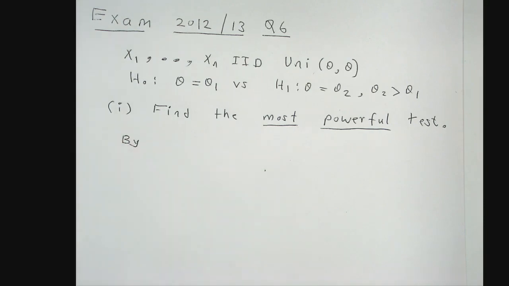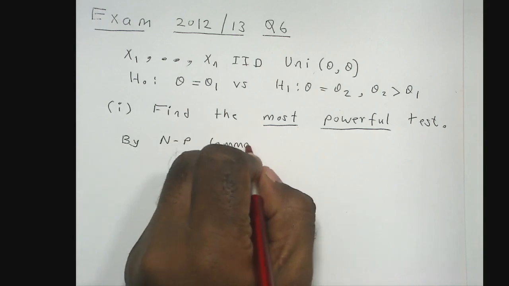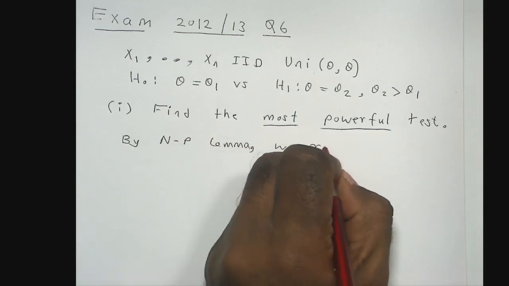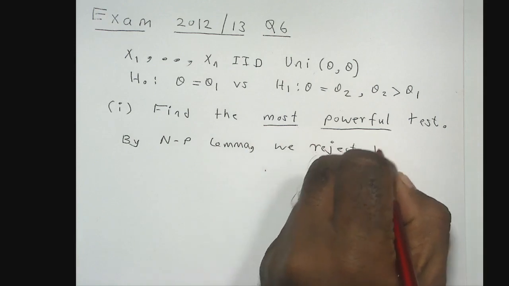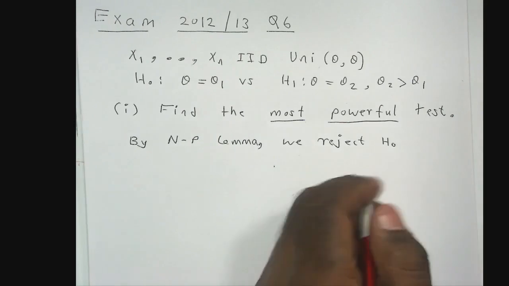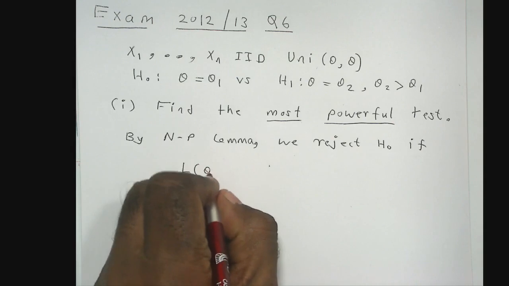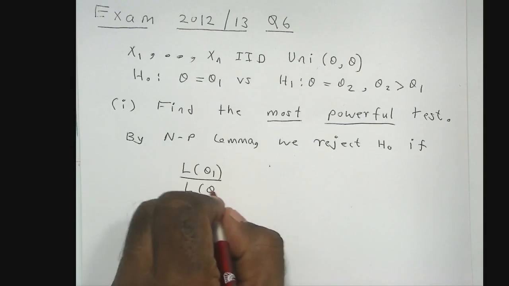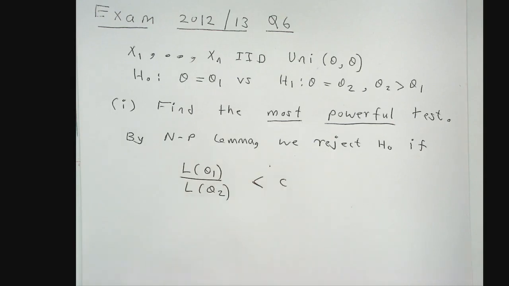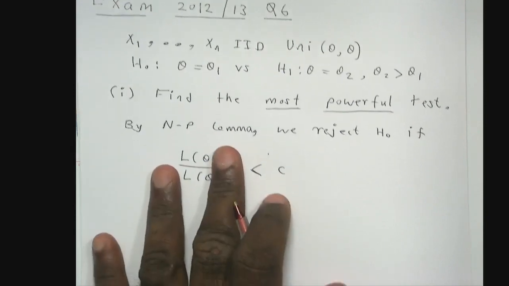The first thing you must say is the following. By the NP lemma, we reject H0 if the likelihood at theta 1 divided by the likelihood at theta 2 is less than a constant C. Now, do you guys know where this comes from? This comes from the last page of the lecture notes. If you look at the printed lecture notes, guys, this is the last page.